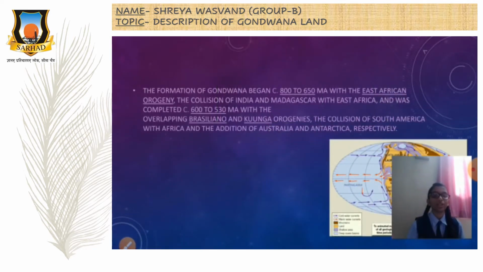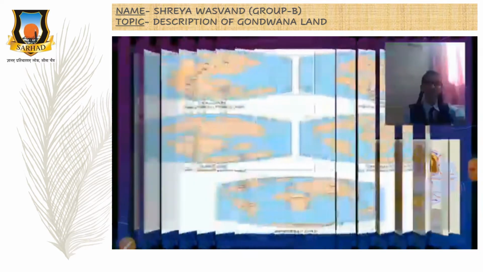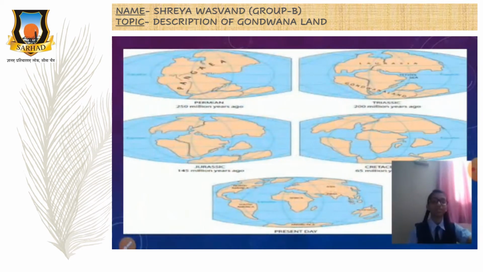The formation of Gondwana began with the East African orogeny, the collision of India and Madagascar with East Africa, and was completed with the overlapping Brasiliano and Kuunga orogenies, the collision of South America with Africa, and the addition of Australia and Antarctica respectively. This picture gives us detailed information about how the land mass, Gondwana land, changed from year to year.